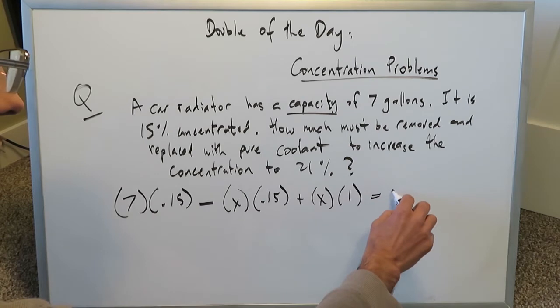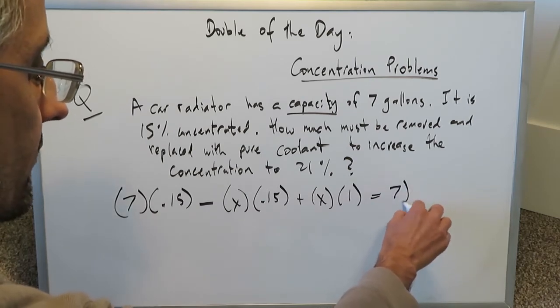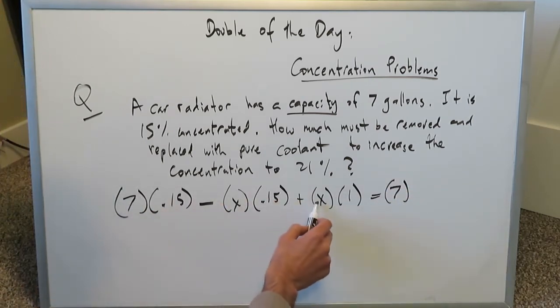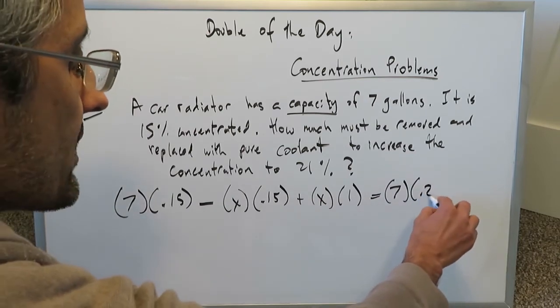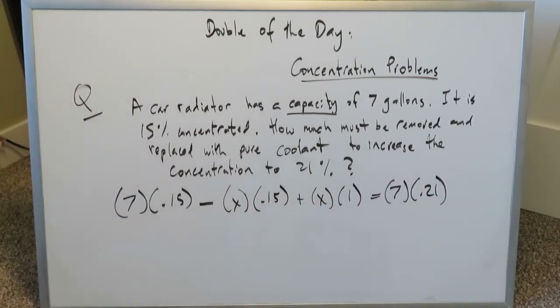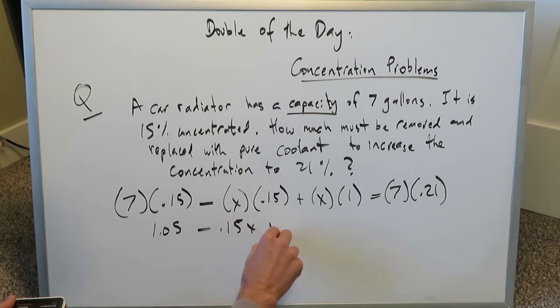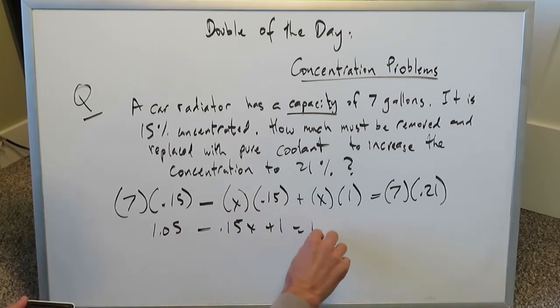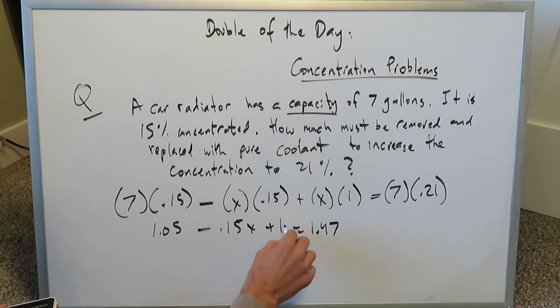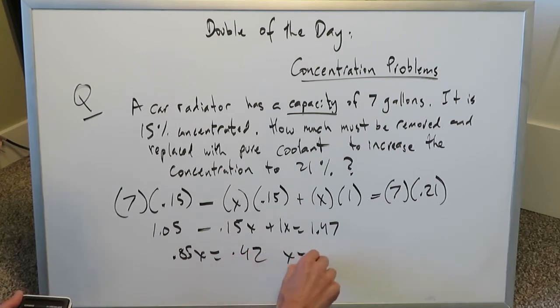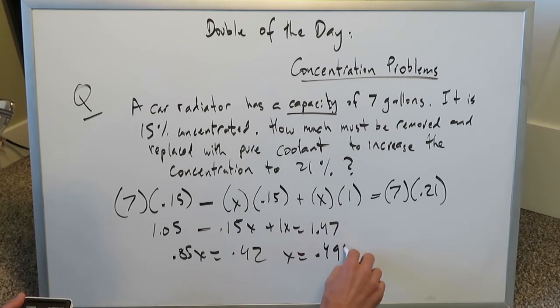To increase the concentration to 21%, you know the volume is still fixed. 7 minus x plus x will still give you 7 at 21%. Now it's just a matter of simple algebra to solve this, and we can. We'll have 1.05 minus 0.15x plus x is equal to 1.47. You just have to solve for this x. This 1x over here is just an x. 0.85x is equal to 0.42, and then x is equal to, you just divide the two numbers. We get 0.494 gallons.